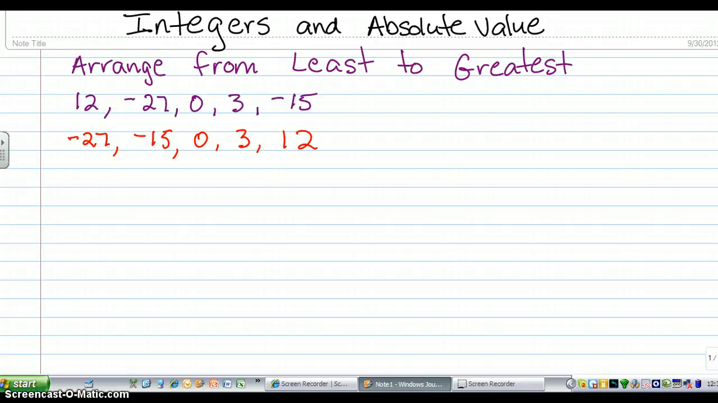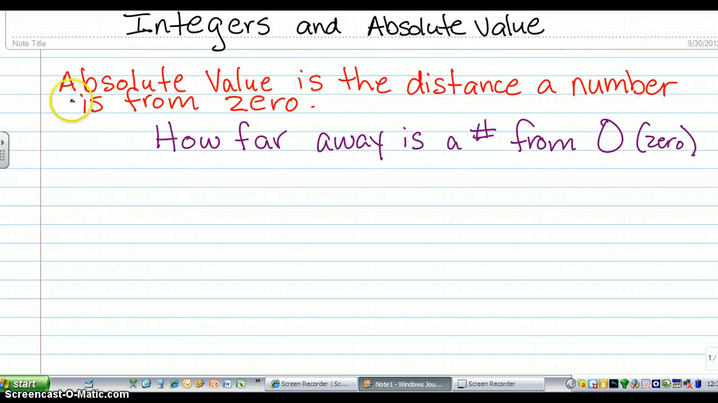Okay, we're going to move on to talk about absolute value. What does that mean? Absolute value is the distance a number is from 0. Another way to say it is how far away is a number from 0. So you can write down whatever definition you like best, whichever one makes sense to you.